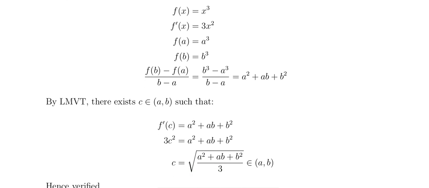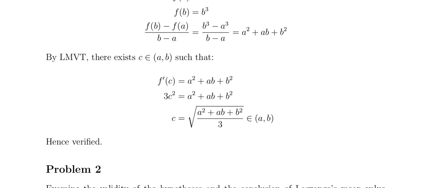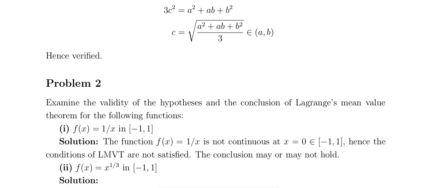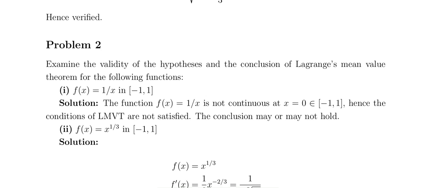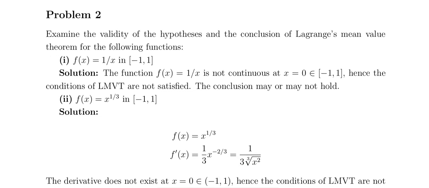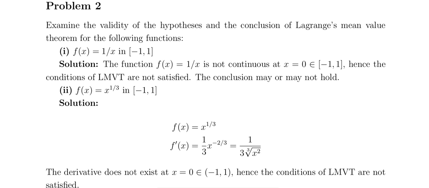So if you solve, c equals root of something. Similarly, validity of the hypothesis and the conclusion of the Lagrange mean value theorem. For 1 by x, between minus 1 and plus 1 there is 0. At 0 the function is not defined. Rather than saying f of x equals 1 by x is not continuous, it is not defined at x equal to 0. That means infinity at x equal to 0. So the hypotheses of the Lagrange mean value theorem are not satisfied.